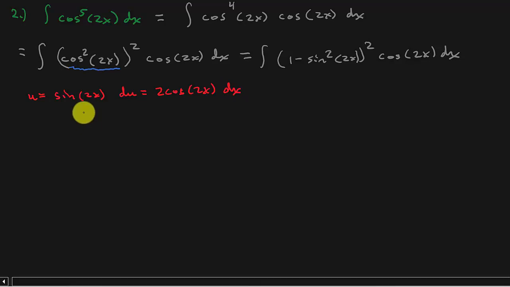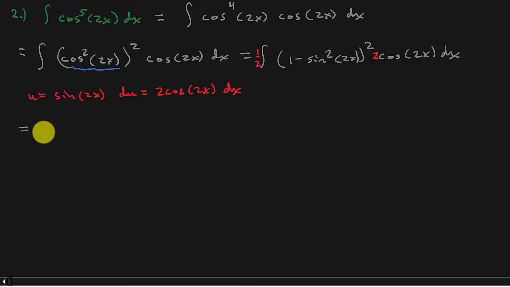So now let's replace everything. Oh, but wait a minute, we can't yet, because see, we've got 2 cosine dx, but here I just have cosine dx. So what do I need? I need a 2 right here. So if I'm multiplying here by 2, I have to come out here and multiply by a half.